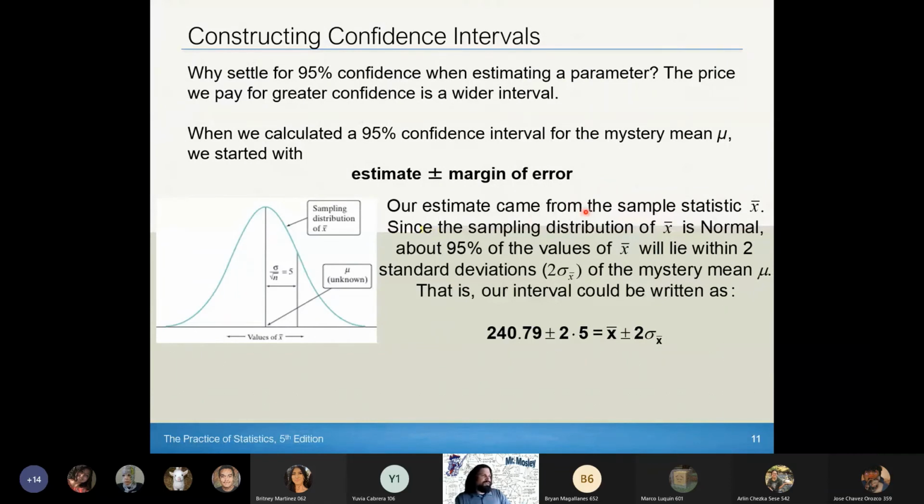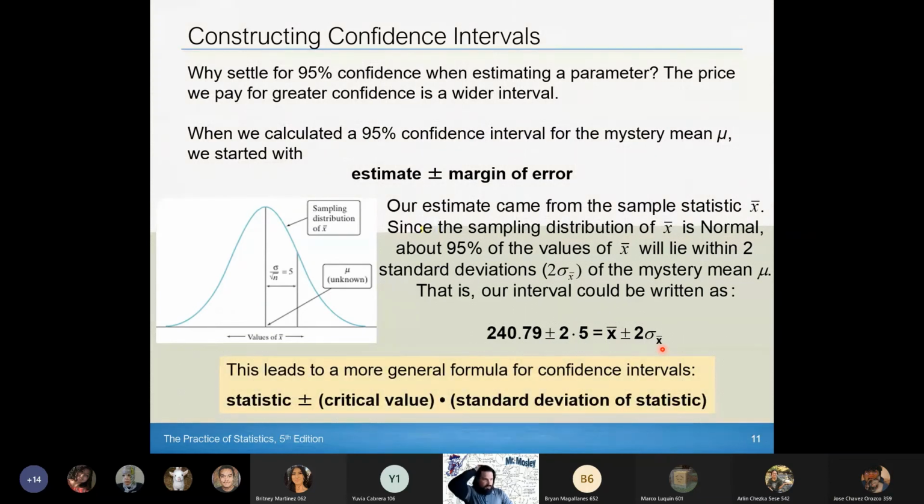Our estimate came from the sample statistic X bar. Since the sampling distribution of X bar is normal, about 95% of the values of X bar will lie within 2 standard deviations, 2 times sigma X bar, of the mystery mean mu. That is, our interval could be written as 240.79 plus or minus 2 times 5, which is equal to X bar plus or minus 2 sigma X bar.